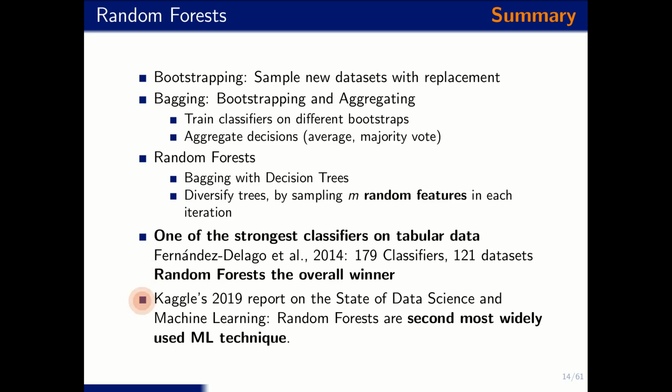Also, Kaggle's report from 2019 reported that random forests are widely used. They are the second most widely used machine learning technique nowadays, and only second to simple methods like linear regression and logistic regression.